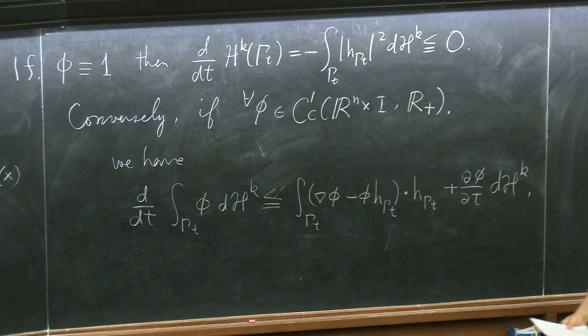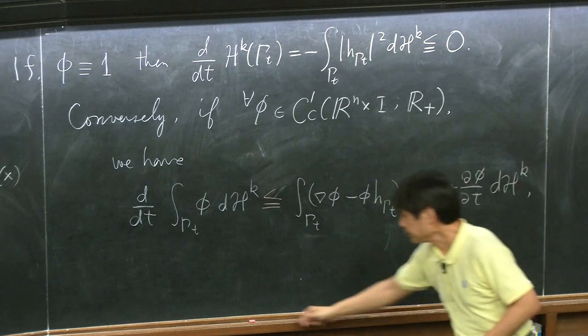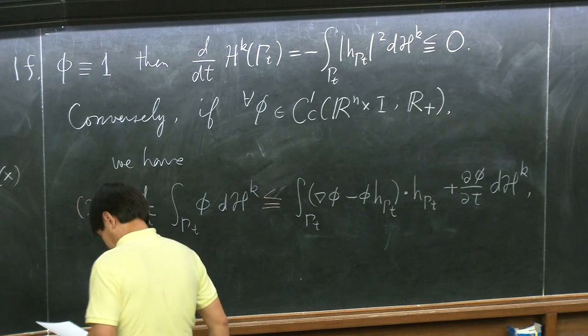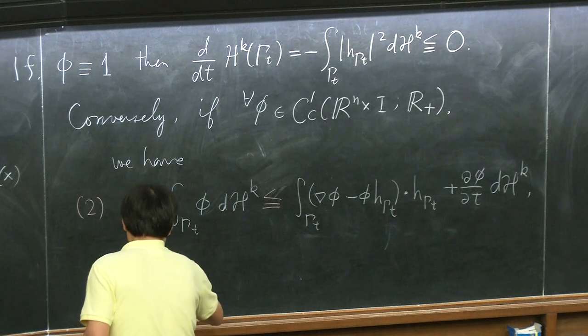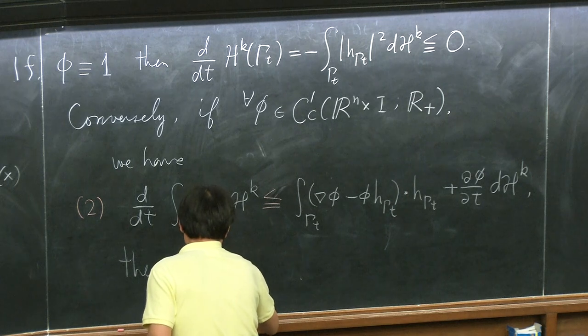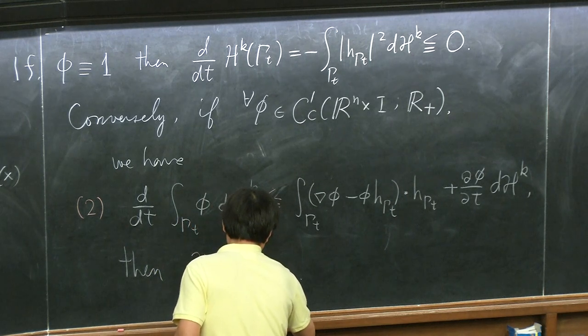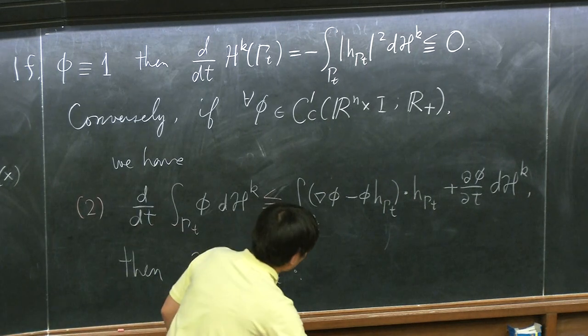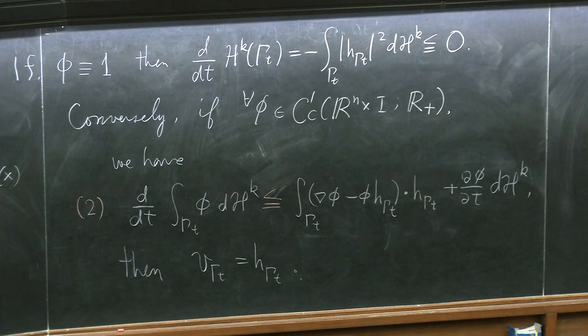Okay. The claim is that this implies, in fact, the normal velocity has to be equal to the mean curvature vector. Okay. So that's the first claim. That's somewhat important to understand this Brakke flow. So let me show you. This is a case. Okay.